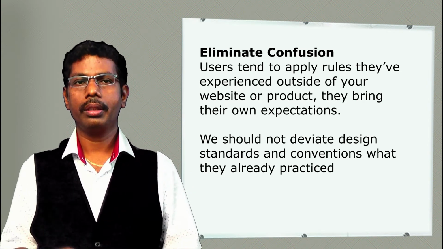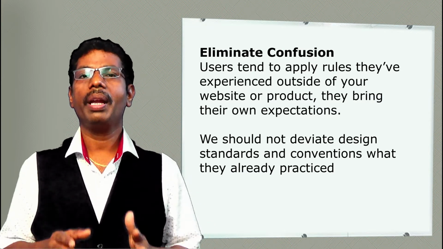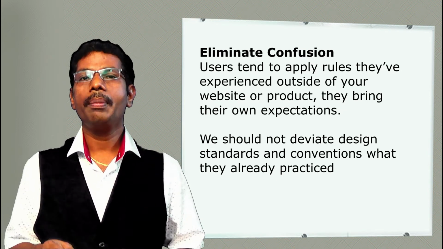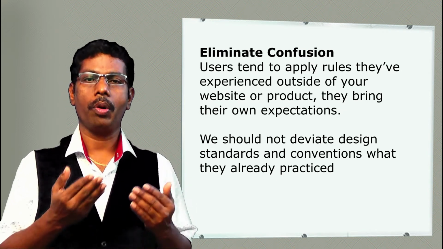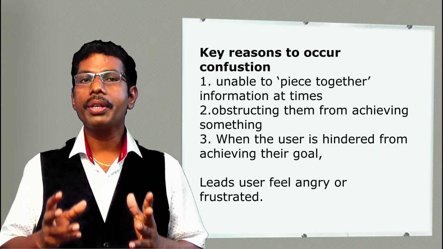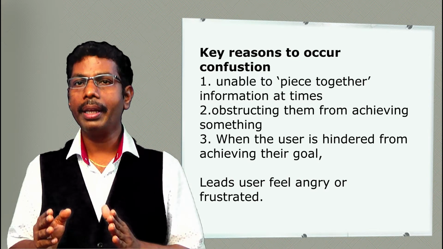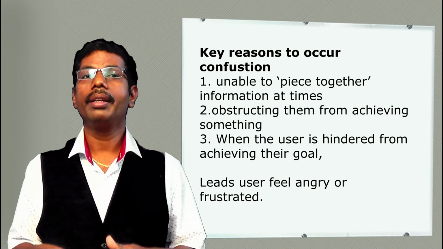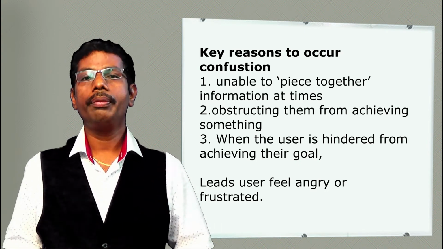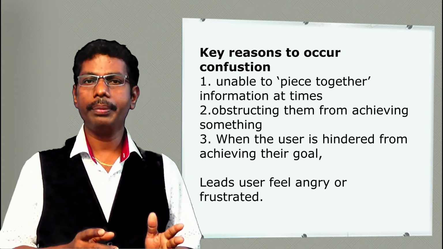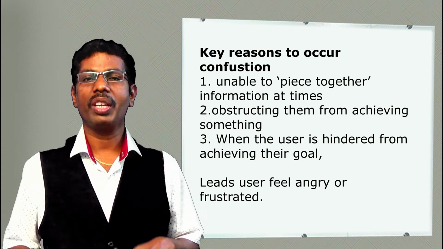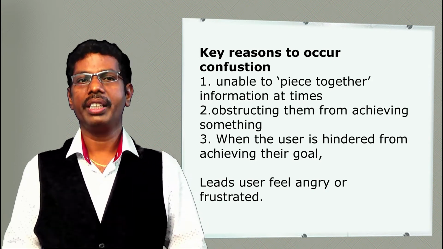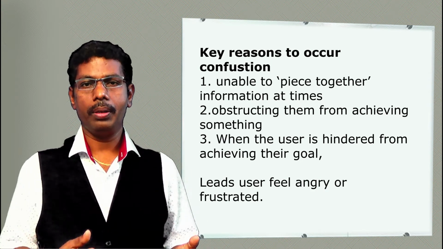Further, users should not have to spend time wondering whether different words, interactions or actions actually mean the same thing within the context of your product. Confusion occurs when people are unable to piece together information at times, hindering them from achieving their goal. Confusion generally causes frustration, and frustration leads to a poor user experience. Therefore, we should always aim to eliminate confusion at every touch point wherever possible.